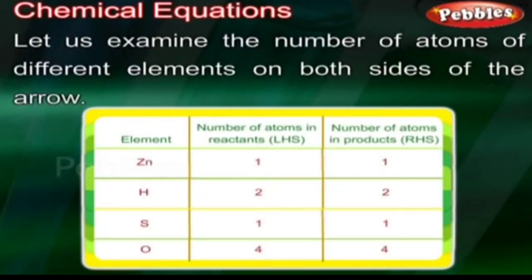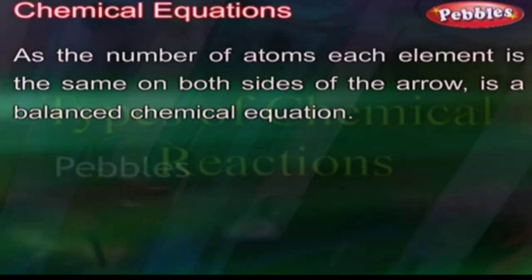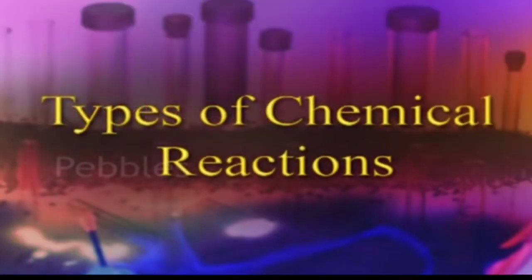Let us examine the number of atoms of different elements on both sides of the arrow. As the number of atoms of each element is the same on both sides of the arrow, this is a balanced chemical equation. Types of chemical reactions.